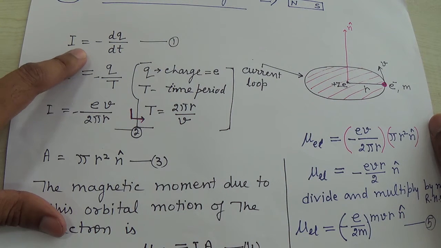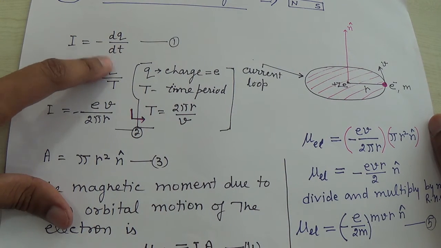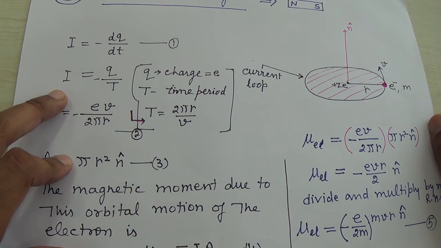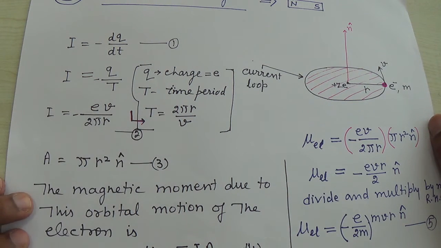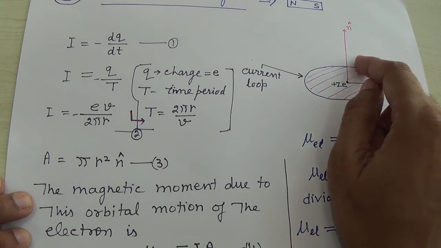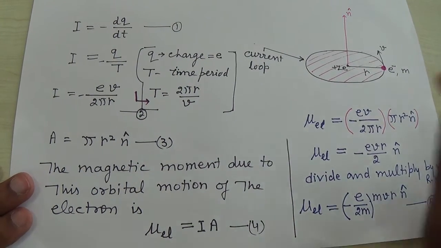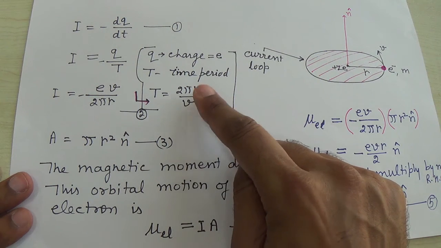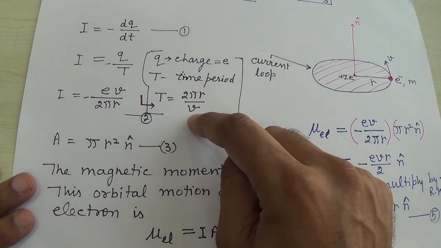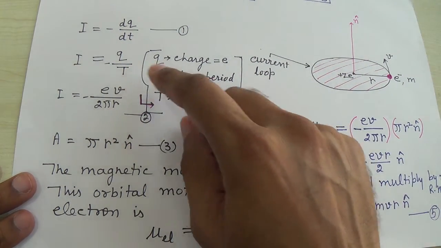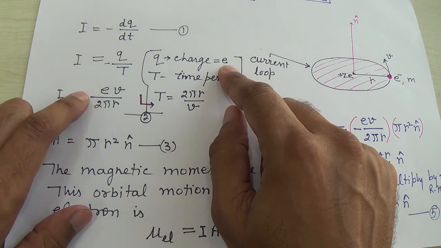We define current in terms of the rate of charge, but in the opposite direction. So I is equal to minus dq upon dt. In a formal way I can write I is equal to minus q upon T, where T is the time period, meaning how much time the electron takes to complete one cycle. So T is equal to 2 pi r upon v, where v is the velocity, r is the radius of the orbit, and m is the mass of the electron. I am putting this value here, and q is the charge of the electron, so it becomes I is equal to minus ev upon 2 pi r.